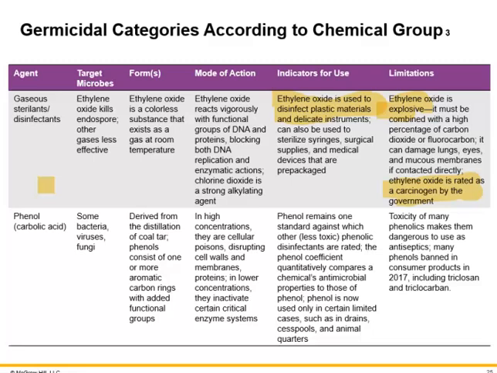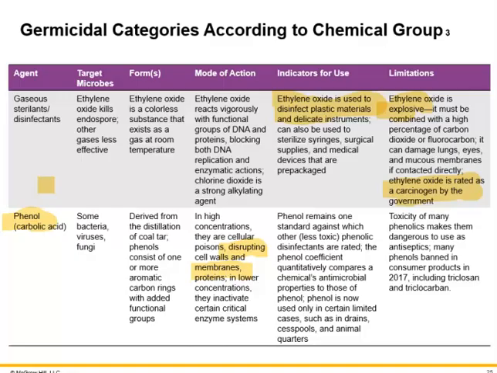Then we have phenols. Phenols denature proteins and they disrupt membranes. Disrupt membranes, disrupt cell walls, affect proteins. Okay. So phenol was actually used by Joseph Lister back in the 1860s to disinfect surgical wounds. And from that we get Listerine. Listerine was used as a mouthwash and originally had phenols in it. Now Listerine uses menthol and plant oils instead of phenols.